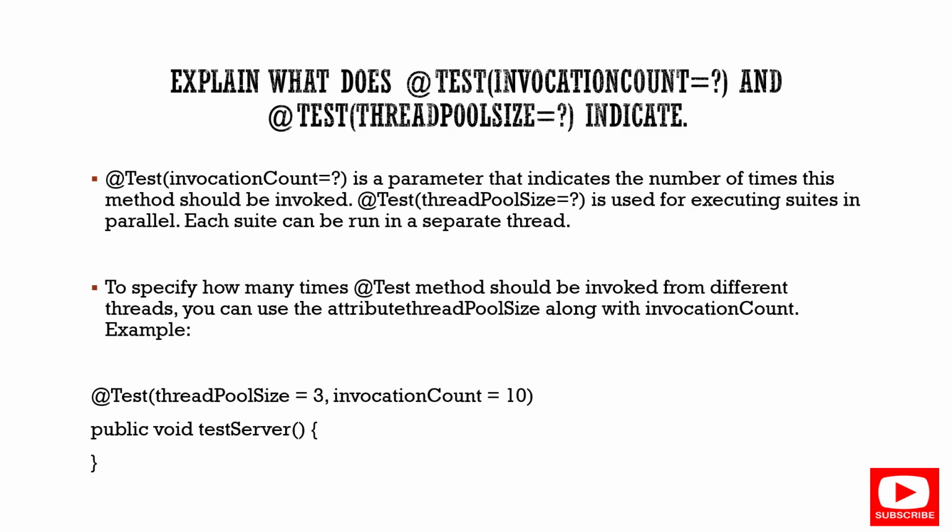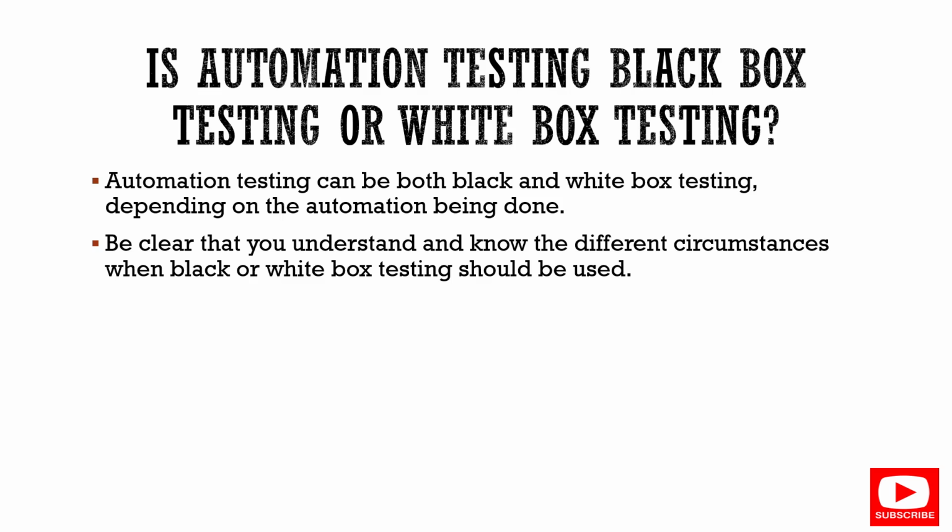To specify how many times a TestNG method should be invoked from different threads, you can use the attribute threadPoolSize along with invocationCount, and you have a snippet here at the bottom. You can see threadPoolSize is equal to 3 and invocationCount is equal to 10. So it will invoke 10 times, using 3 parallel threads, for the test method. This is also a corner case, so normally we won't come across this kind of question. So let's move to the next question.